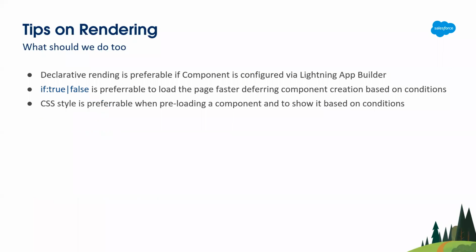So what should we do as a part of this, programmatic and declarative? Declarative rendering is preferable if the component is configured via Lightning App Builder. And if true/false is preferable to load the page faster, deferring the component creation based on certain conditions. And if you want to preload the component based on certain conditions, the CSS style is preferable. Okay. Let's move on to the next part.